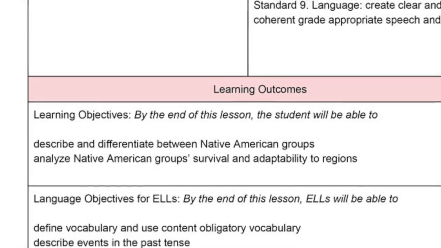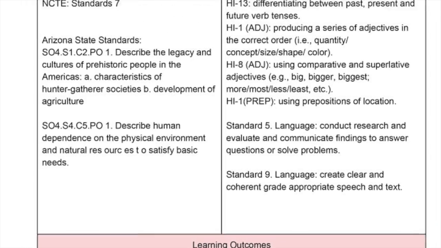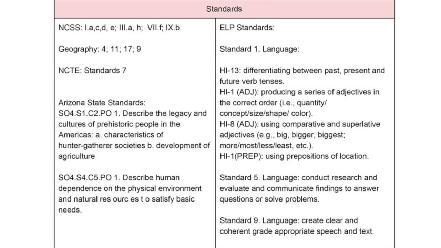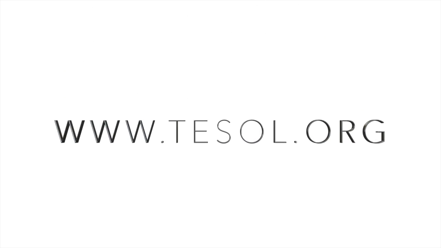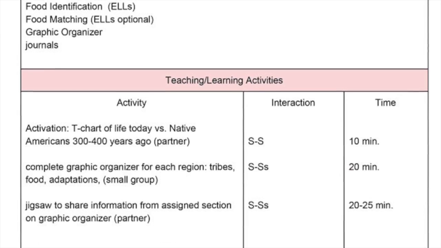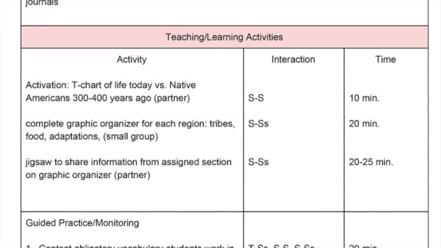Once I have my learning objectives and language objectives completed, I can align them to the standards required by my school. Remember, this course is using standards for the state of Arizona. Please check with your school's administration or curriculum coordinator for what standards you need to use. I have also aligned my language objectives to the English Language Proficiency Standards, or ELP standards. If your district does not have these, they can be found at www.tsol.org. Finally, I begin planning the sequence of learning activities and questions I will use to teach the lesson.